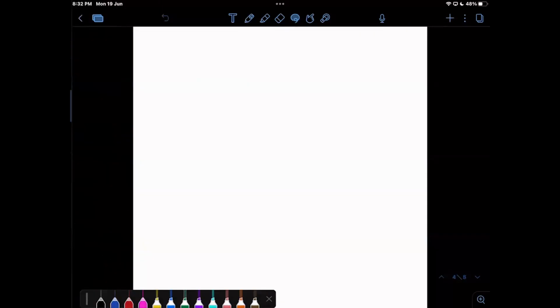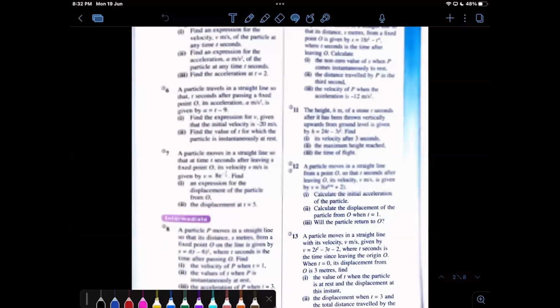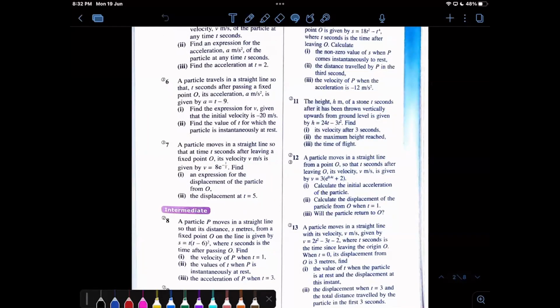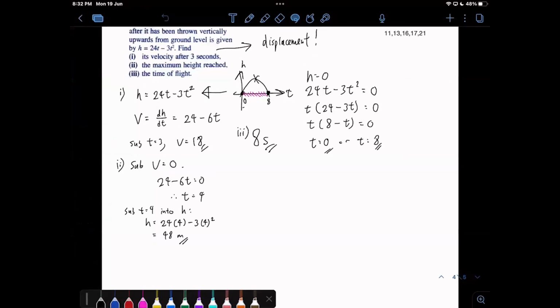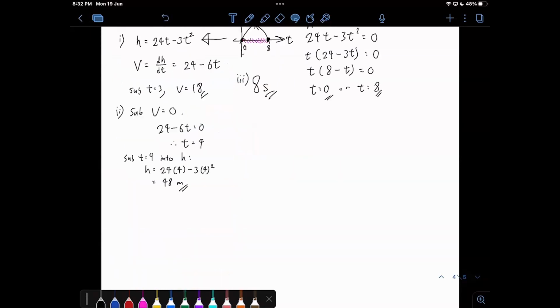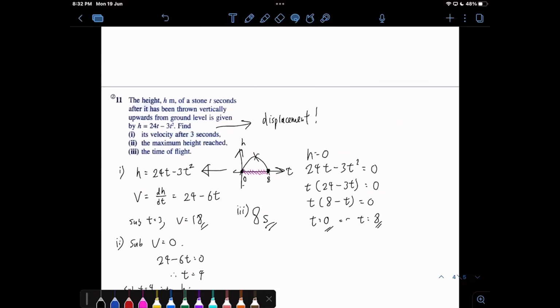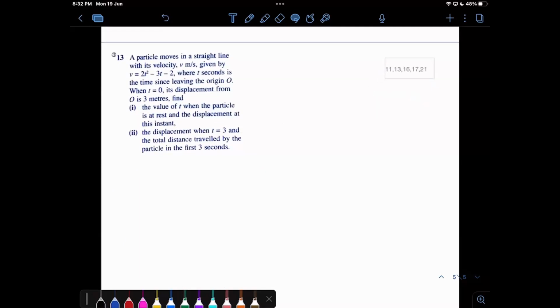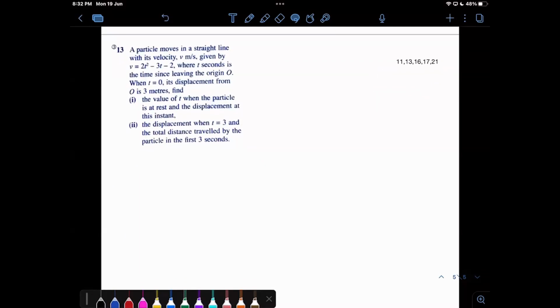Good. Next question. What's the next question I assigned? 13. Okay, let's take a look at 13. Distance question. A particle moves in a straight line with its velocity v meters per second given by that formula, where t seconds is the time taken since leaving the origin O. When t equals 0, its displacement from O is 3 meters. Part 1: the value of t when the particle is at rest, and the displacement at this instant.